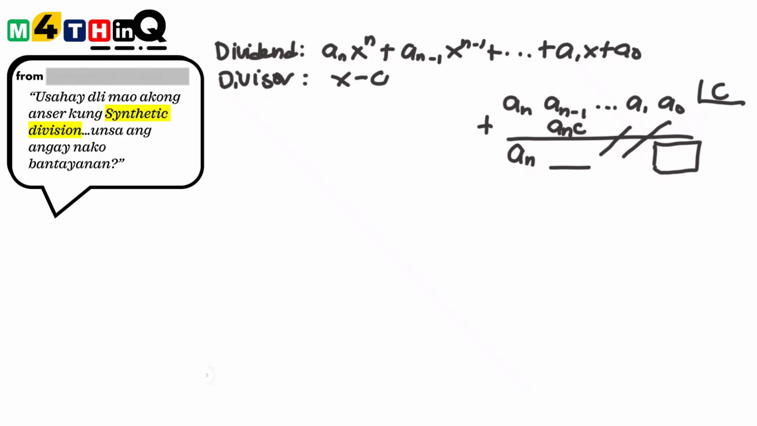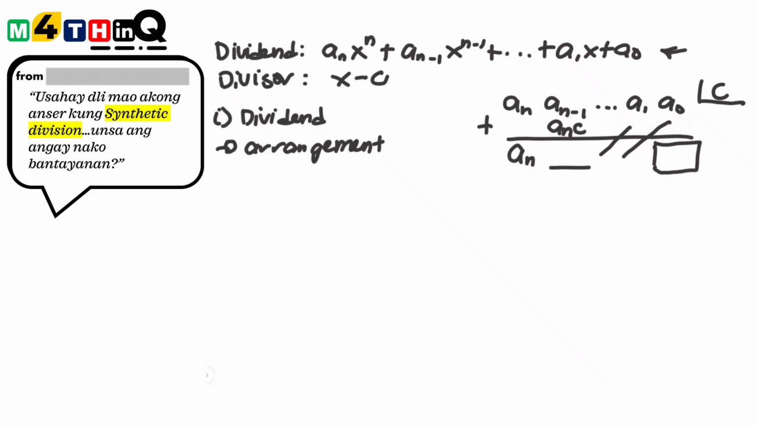Now, let's talk about what are the things you need to consider whenever you are going to use synthetic division to get the quotient of two polynomials. Number one, let's look at your dividend. The first thing you need to consider in your dividend is whether it is already arranged properly, or its arrangement of terms. Let's look at the general form of the dividend.